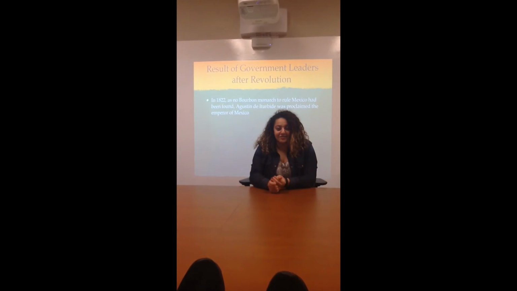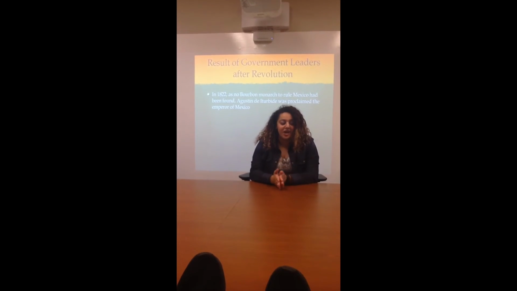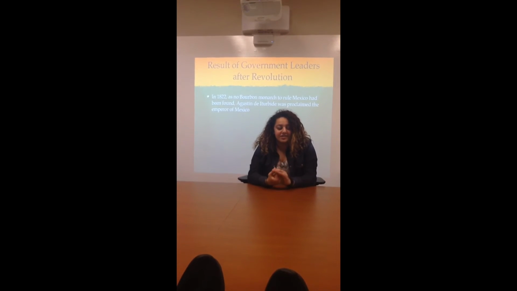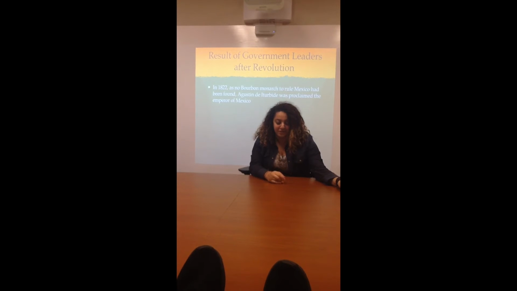The result for government leaders after the revolution. In 1822, as no Bourbon monarch to rule Mexico had been found, Agustin de Iturbide was proclaimed the Emperor of Mexico.